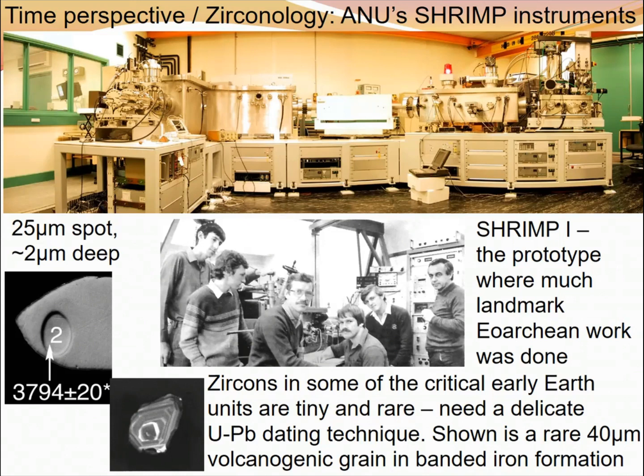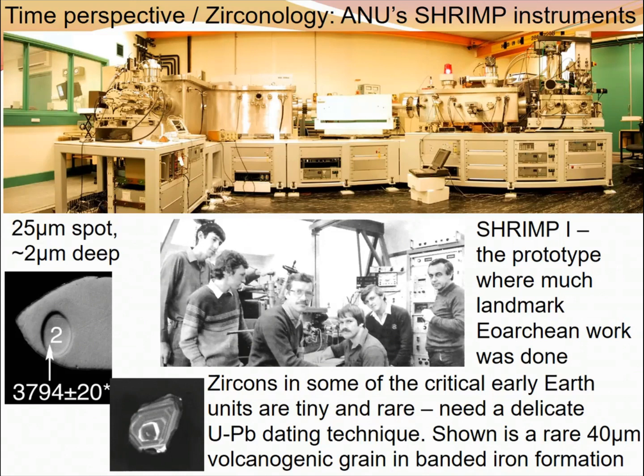So this style of zircon work dates from the early 1980s. And the middle picture there shows the prototype SHRIMP-1 instrument, which was the first instrument in the world which could undertake that kind of work. And the top picture there shows one of its modern succeeding instruments, the so-called RG instrument in the Australian National University.